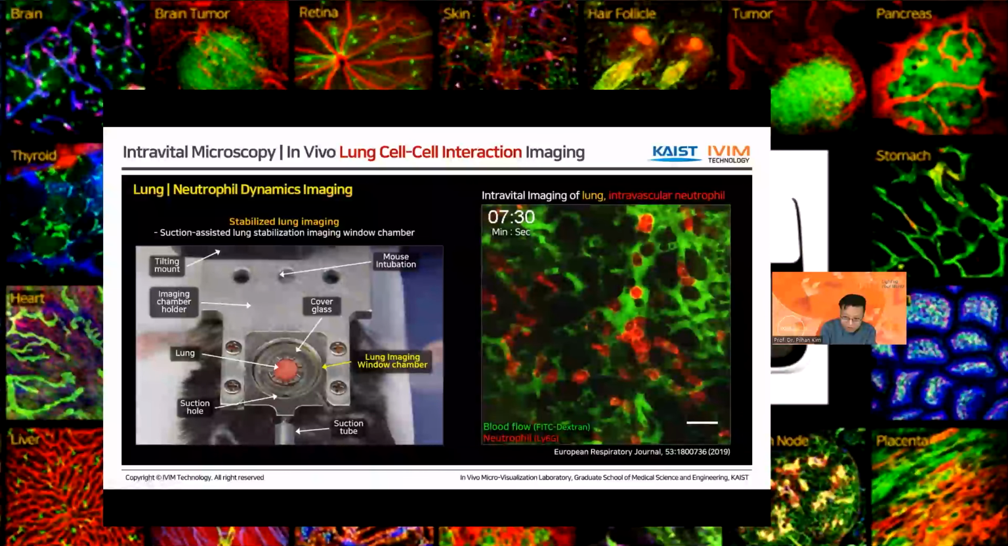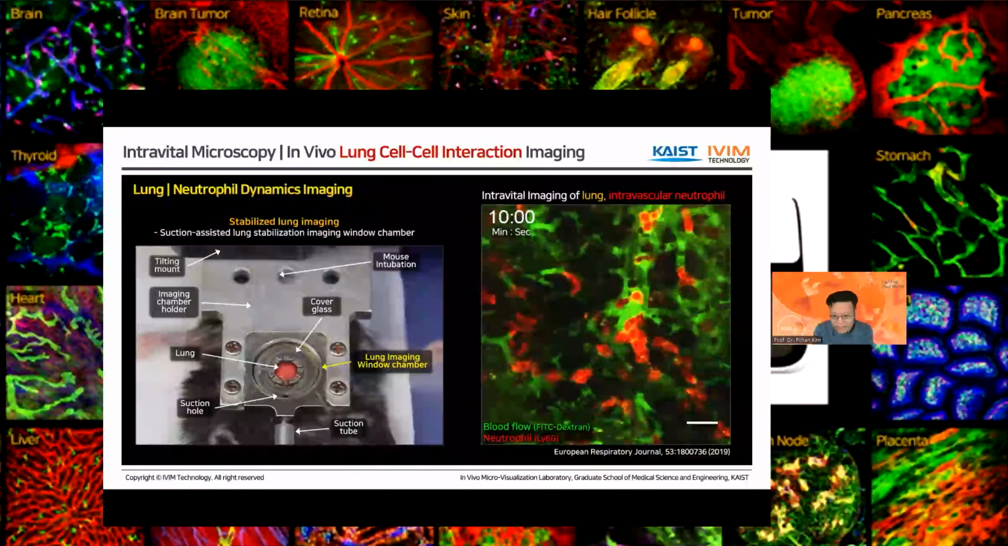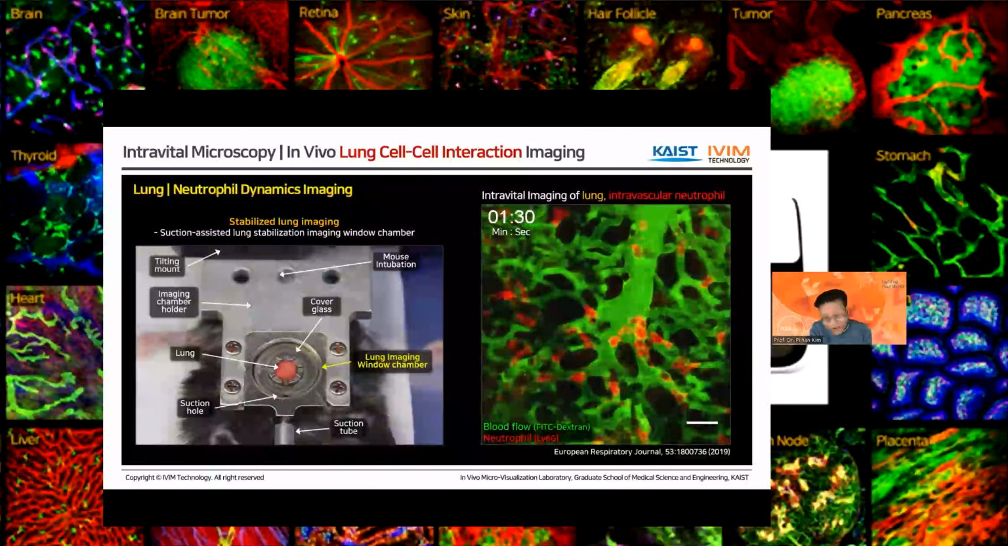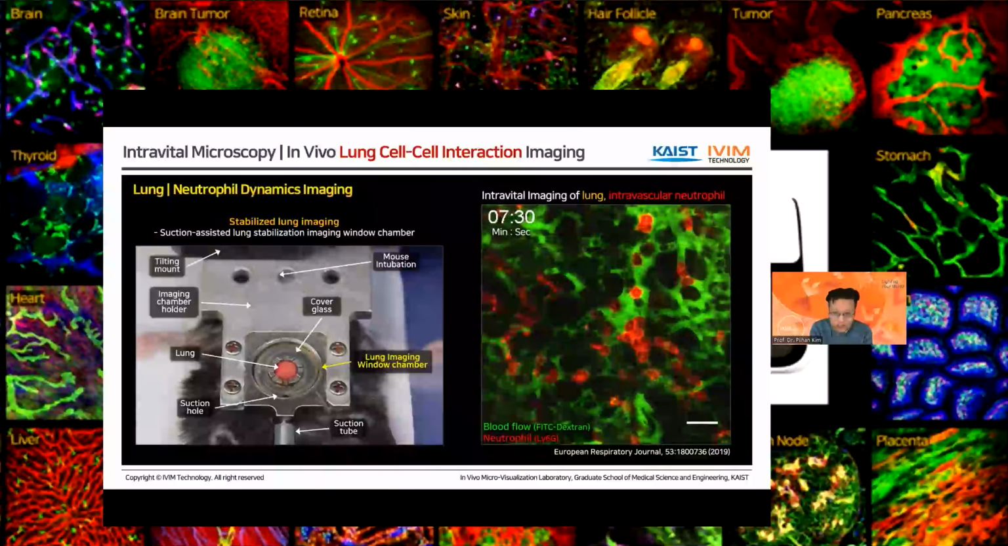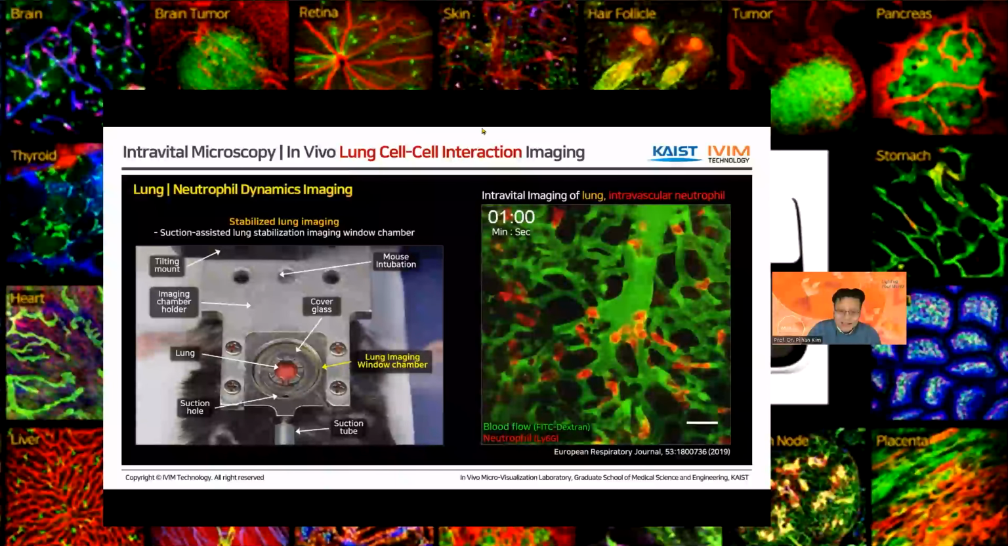So I think you already get some idea of what you can do by using intravital microscope. You can directly see how cells behave and interact with each other in pathologic conditions in the live animal model.